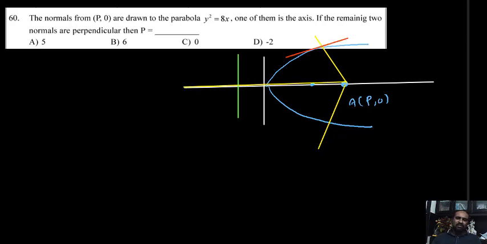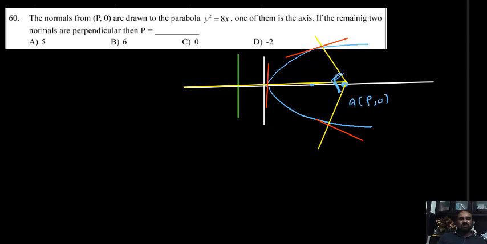That means through this point I can draw a normal, through this point I can draw a normal, through this point I can draw a normal. That's why the three yellow lines are normals. In this problem, two of these normals are perpendicular. So this is the question.